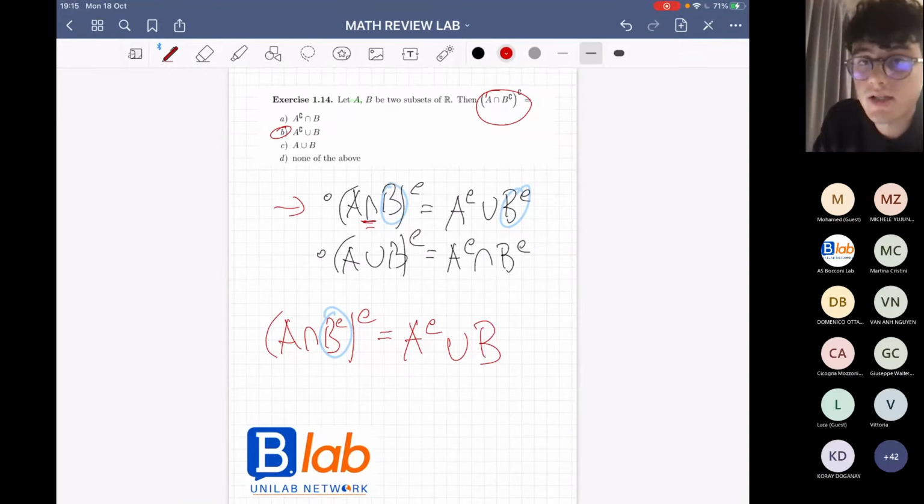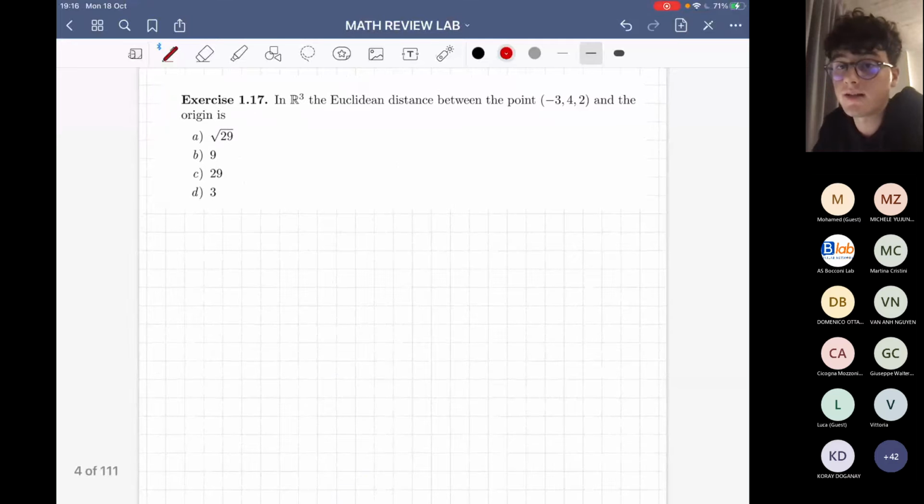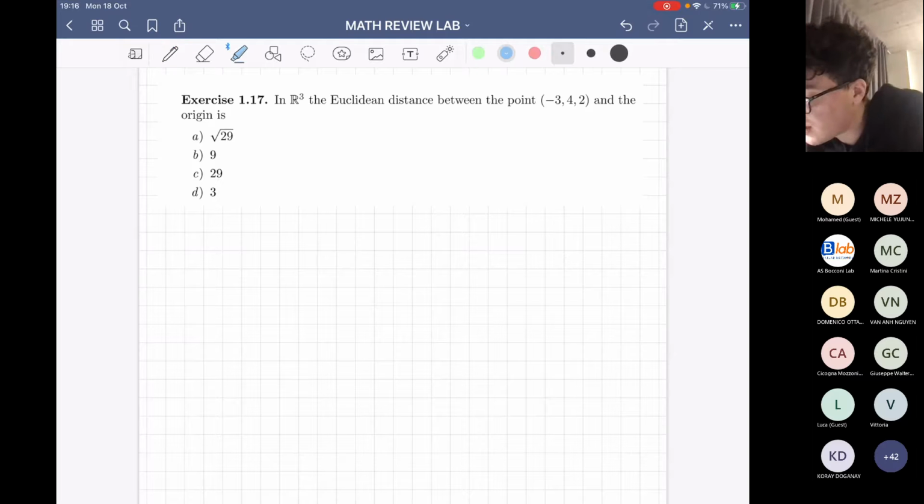And that's it. If you have questions, as I said before, don't hesitate to ask me. Otherwise, we go on with the third exercise about the first chapter, the structures, and we can see that in this exercise we talk about the Euclidean distance in R3. This is the topic, and we want to establish the distance between a certain point and the origin, and we want to know how much this distance is.